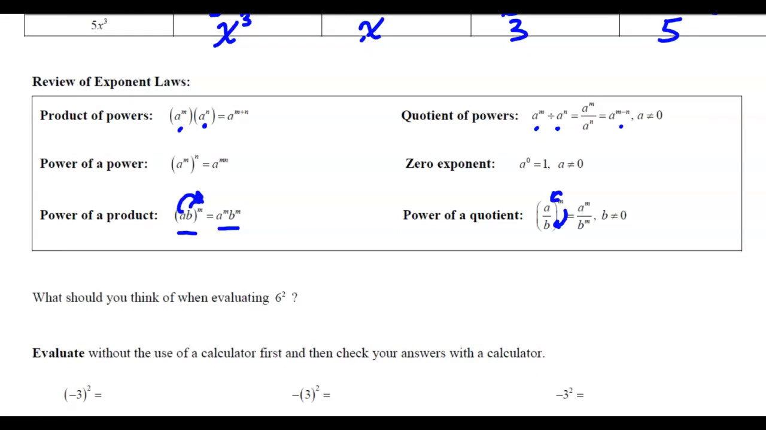What should you think of when evaluating 6 squared? Evaluating means find the value. So what is a power the short form of? What operation is the short form of? Multiplication. Yes, so 6 squared means 6 times 6. So what should you think of? Multiplication. Repeated multiplication, basically, because you're using the same base.